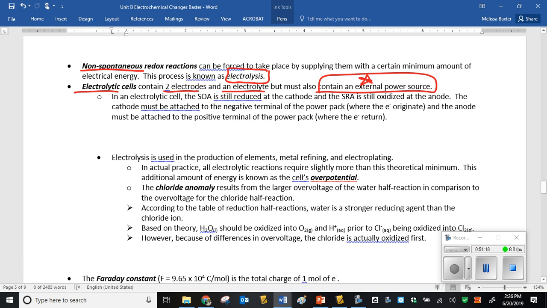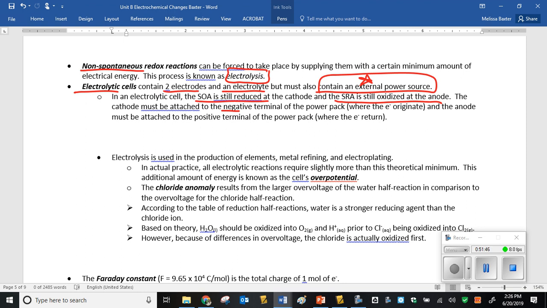So a lot of things are the same. Oxidizing agent still reduced, reducing agent still oxidized. Oxidation still happens at the anode, reduction still happens at the cathode. And if we're thinking of our power source, the cathode has to be attached to the negative side of it where the electrons are coming from. So if we're looking at a battery, we want the side that the electrons are on.